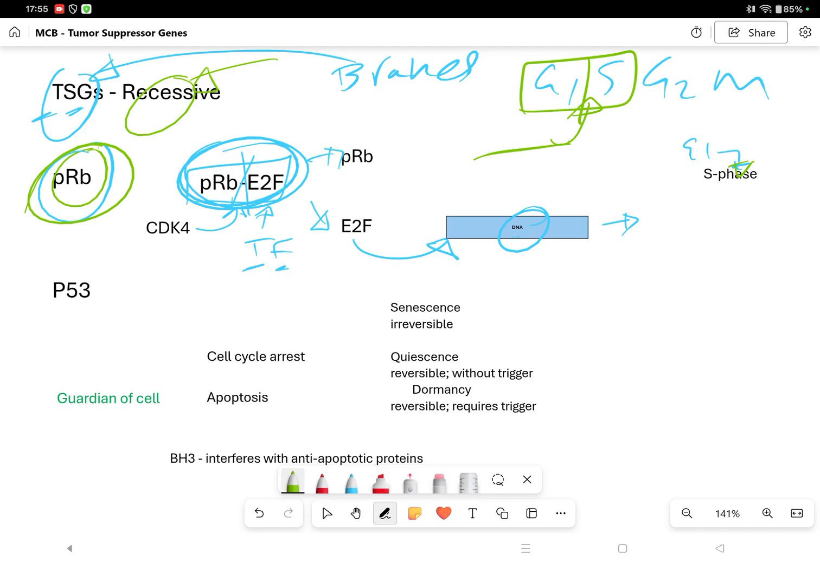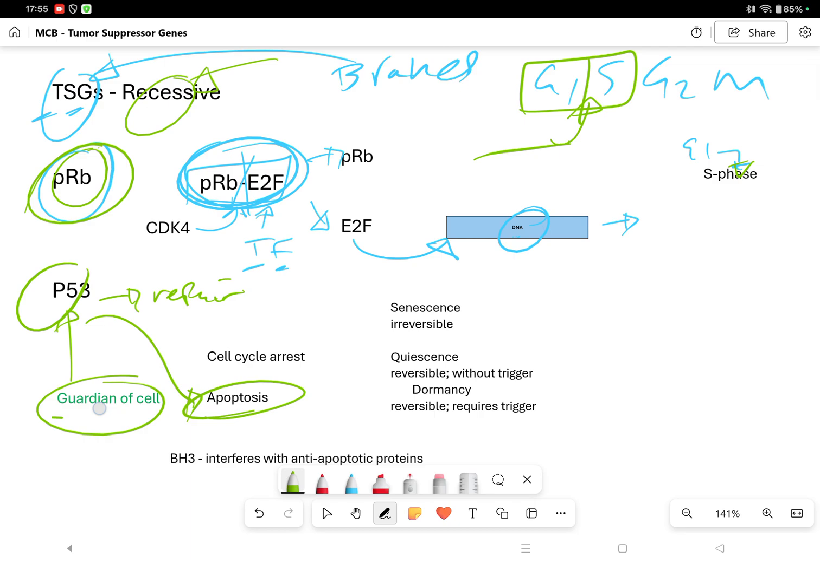P53. P53 actually is the guardian of the cell. Once the DNA has synthesized, it needs checking, the quality assurance. If the DNA is defective, what's going to happen? P53 is going to say, okay, there's a defect, let's repair the DNA. If, however, the defects are significant, it's going to say, this is absolutely useless, let's scrap it. And if you're going to scrap it, it's going to stimulate the process of apoptosis. Again, because this guardian is not going to do the work itself, it's going to delegate that work to BH3.